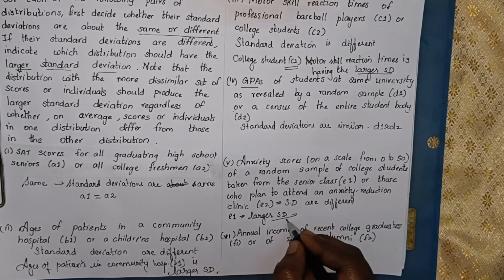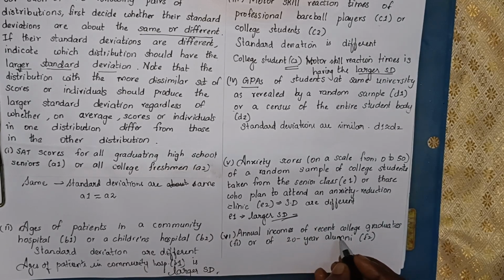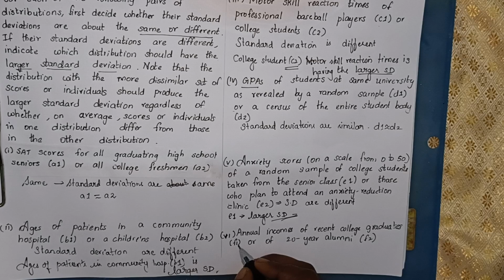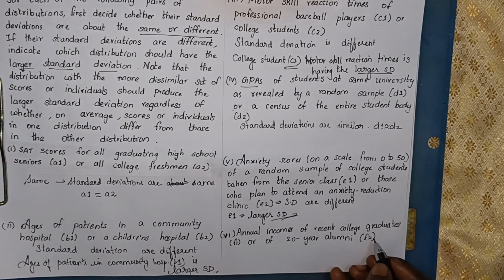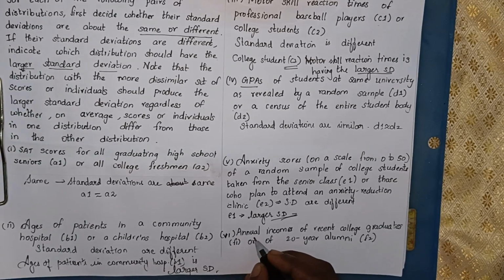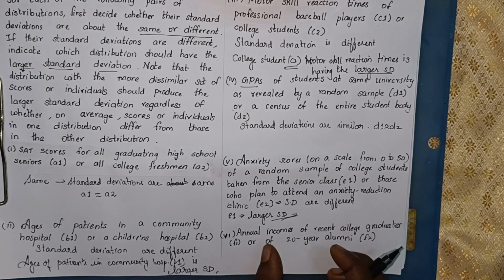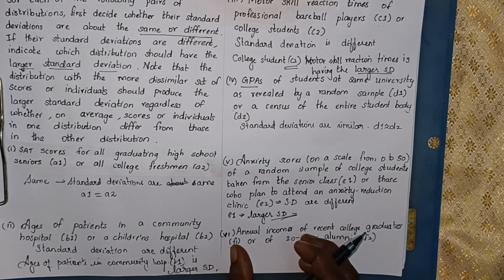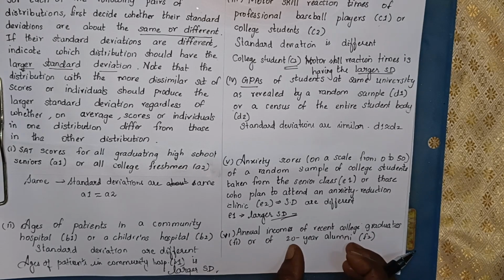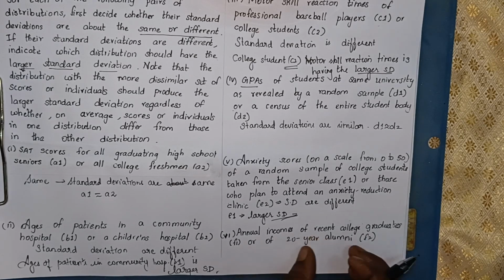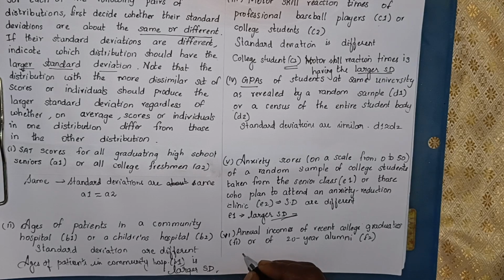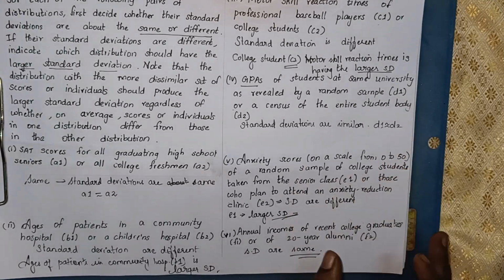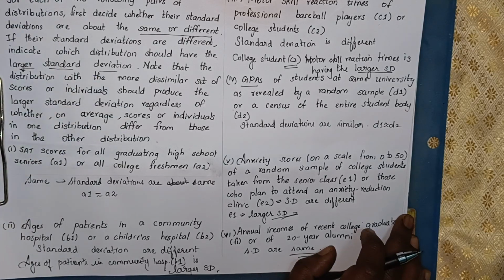Next one is annual income of recent college graduates, F1, or of 20-year alumni, F2. When you compare, the recent college graduates will have similar salaries, and the 20-year alumni will also have similar salaries. So mostly both are the same. This is clearly based on my prediction. If there is any difference in your answers, kindly let me know in the comment section. Thank you.